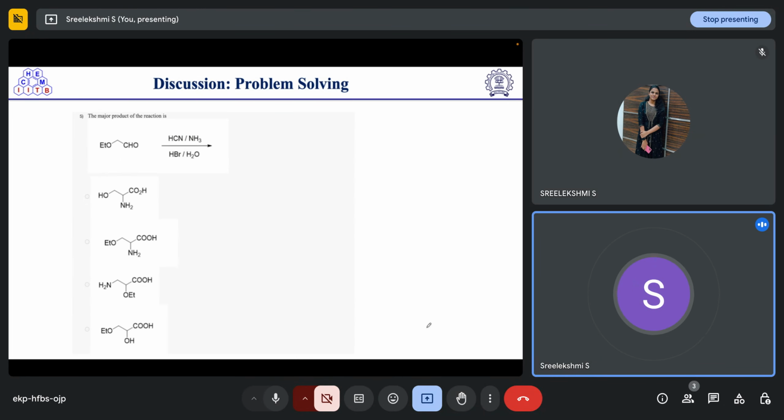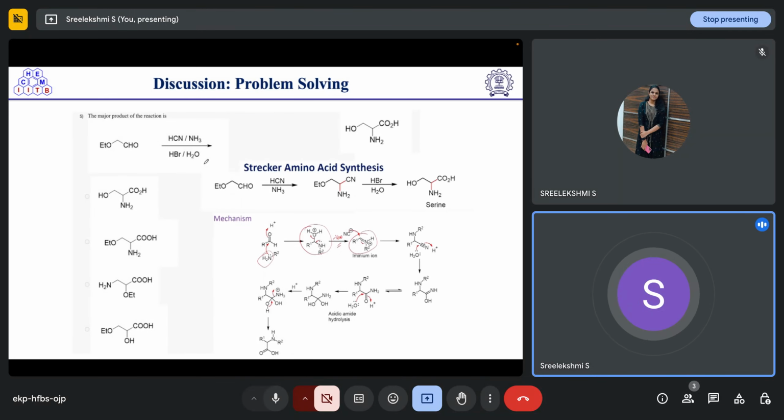Moving to the next question, the major product of the reaction. So this aldehyde upon treatment with HCN and ammonia in the first step and HBr and water in the second step, which will be the major product here. So here, the correct answer is option A, and this is an example for Strecker amino acid synthesis.